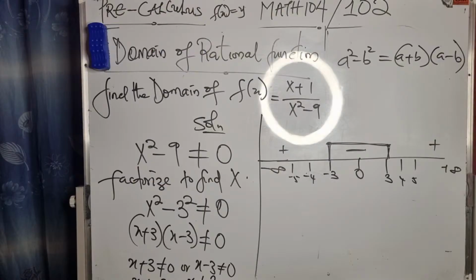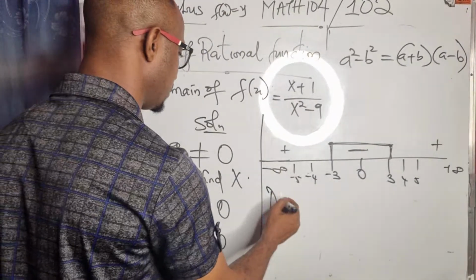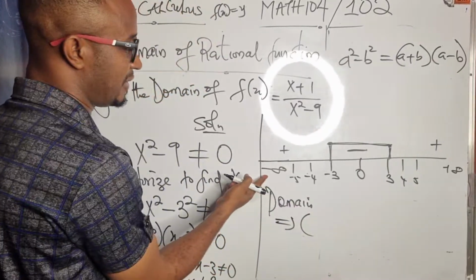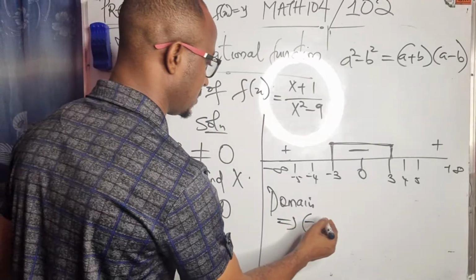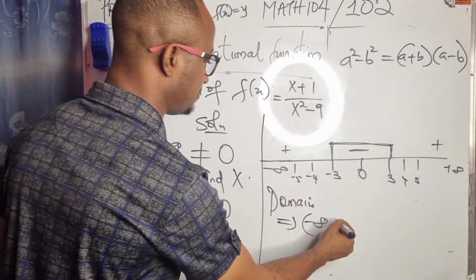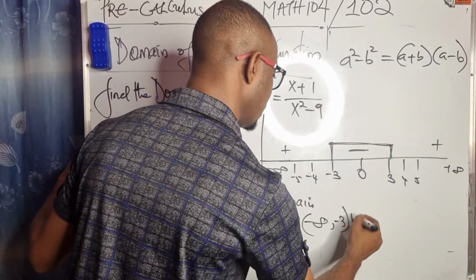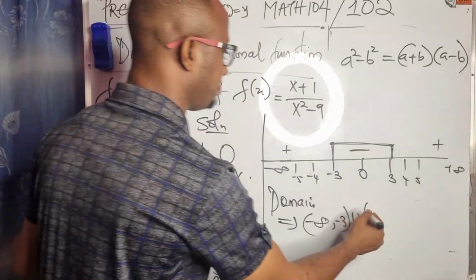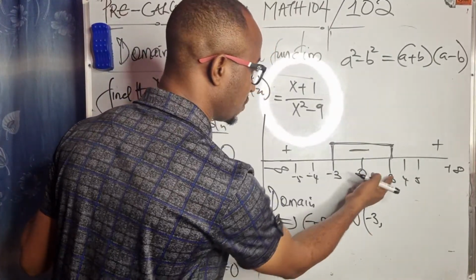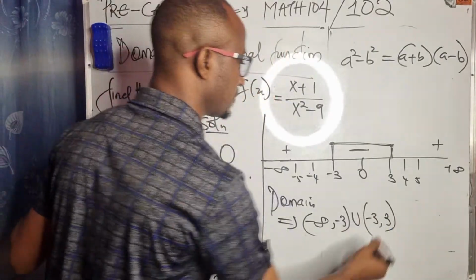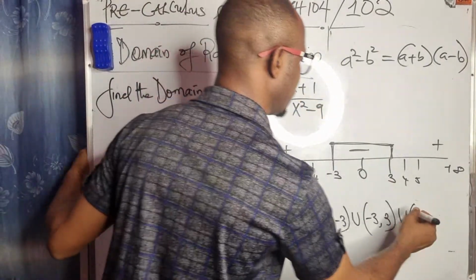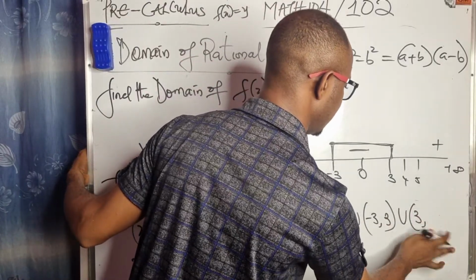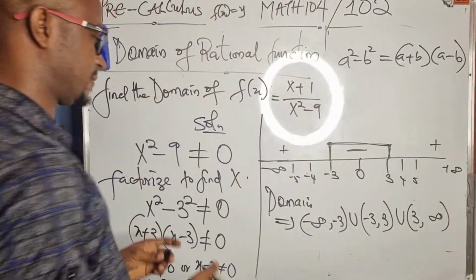Okay, let's see what we want to generate. So the domain becomes, from here we have minus infinity to minus 3, then union minus 3 to 3, union 3 to positive infinity. Am I communicating?